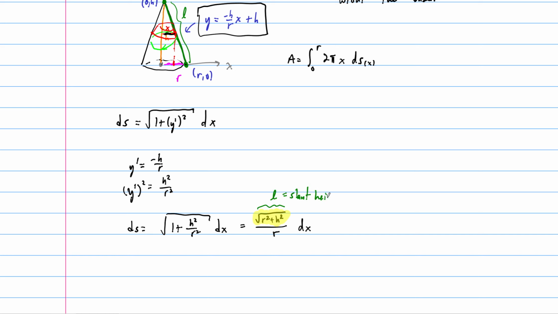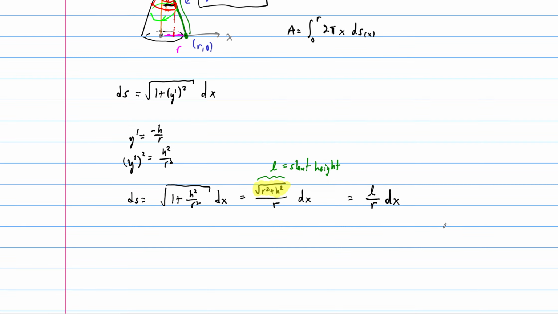Again, I'm sure you did this in a high school geometry course. That's the slant height of the cone. And so our ds is just equal to slant height divided by radius times dx. All right, and so this integral is going to be pretty straightforward.